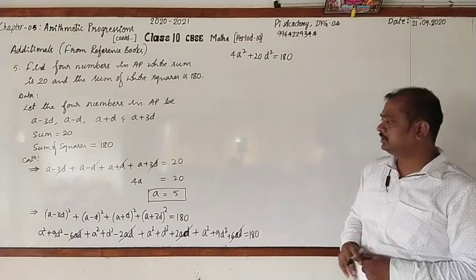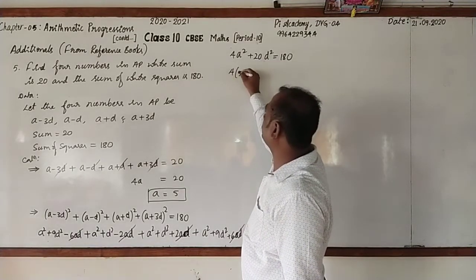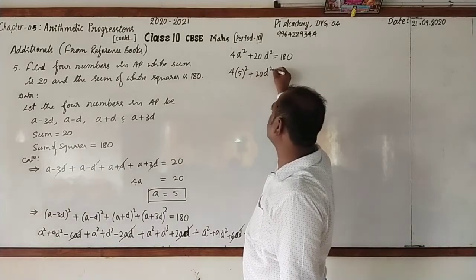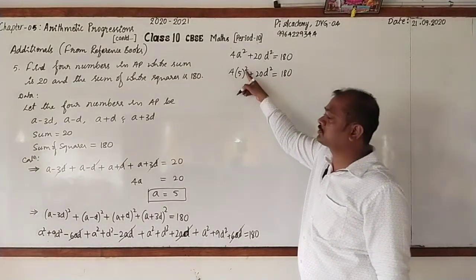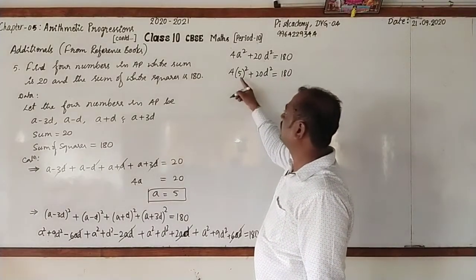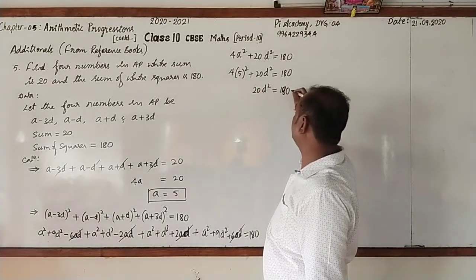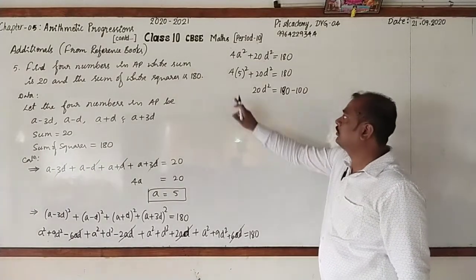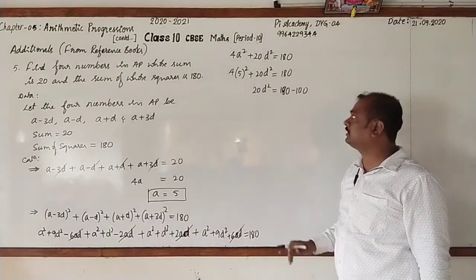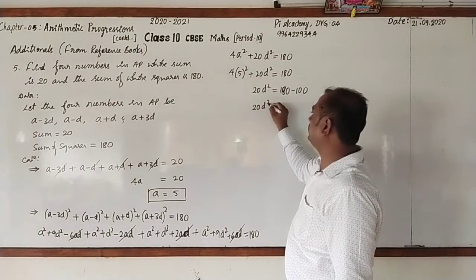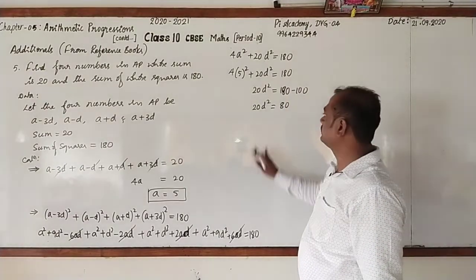We have already found out A. What is that? It is 5. Substitute: 4 into 5 whole square plus 20D square is equal to 180. Now, what is 5 square? 25. 25 fours are 100. So, 20D square is equal to 180 minus 100. Clear? Once again, 5 square is 25, 4s are 100, transferring it becomes minus 100. Then 20D square is equal to 180 minus 100, this is 80.